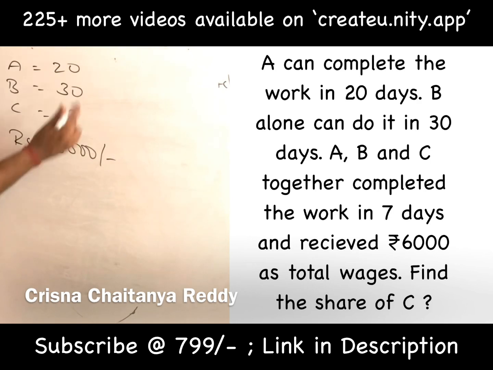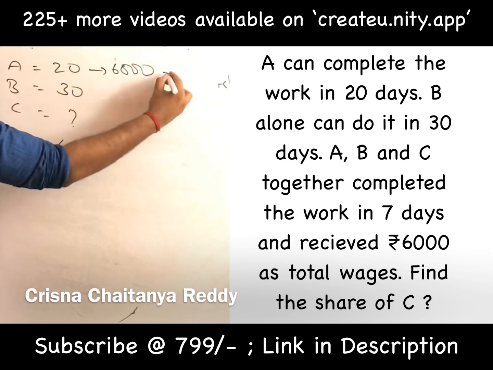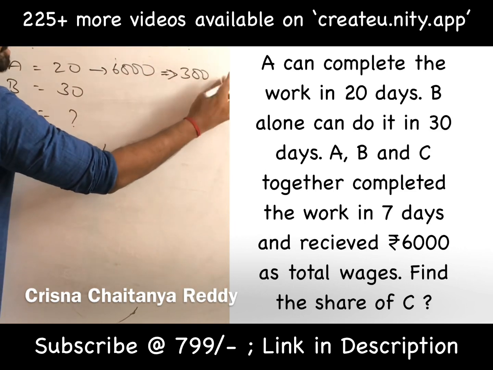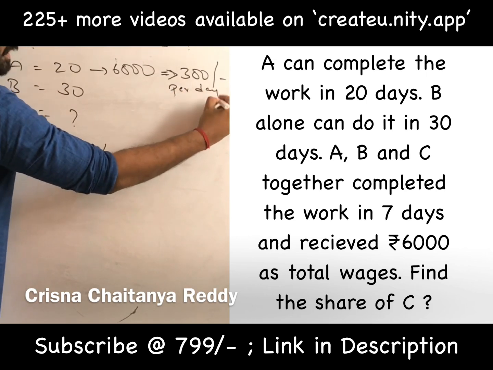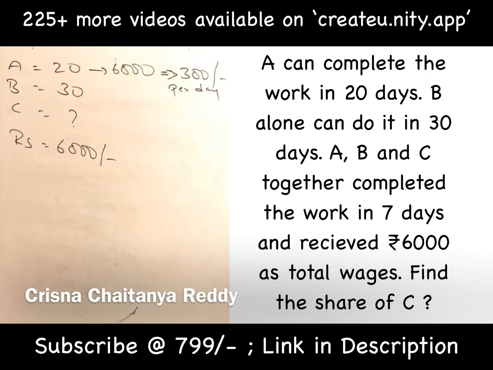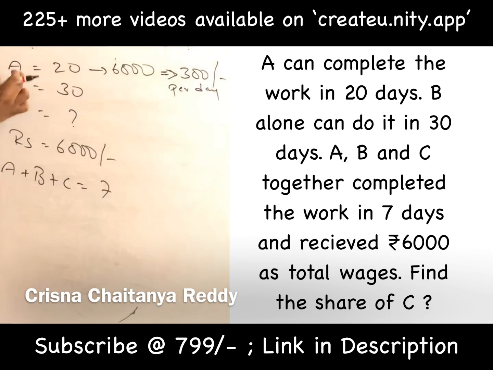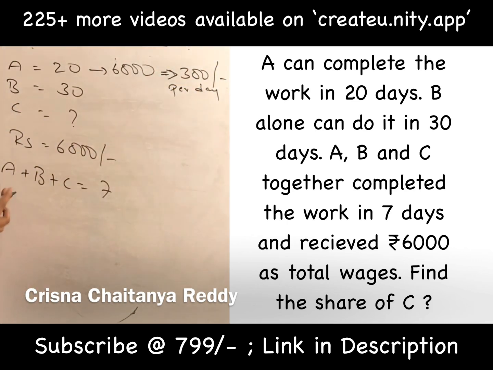But to take 6,000 rupees, he will be spending 20 days. In 20 days, 6,000 rupees. That means A's per day share is 6,000 by 20, which is 300 rupees per day. And the work got completed. A, B and C completed the work in 7 days. That means A also worked only 7 days. Every day he is earning 300 rupees. That means in 7 days, A will be taking 2,100 rupees. This is A's share.